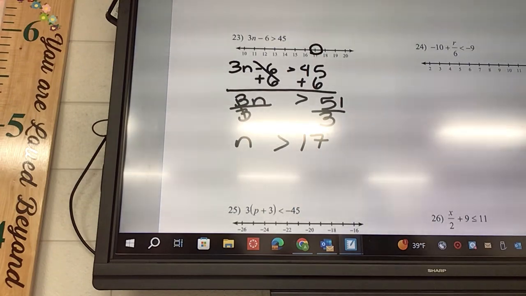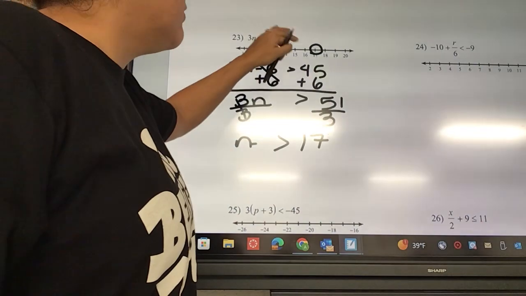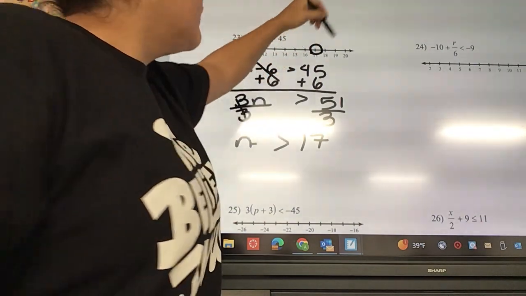Okay. N is what? Which part of the mouth am I going to touch first? The bigger. So am I going to go negatives or positives? Positives.